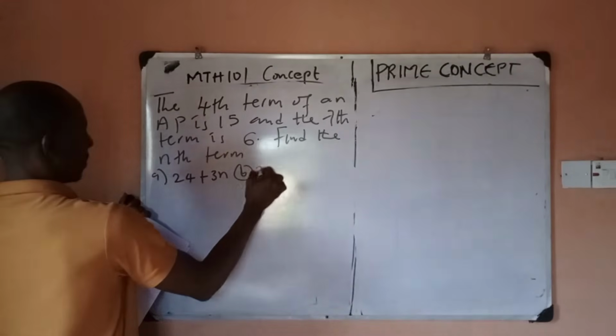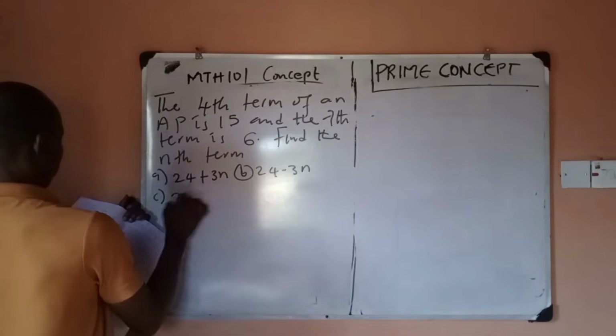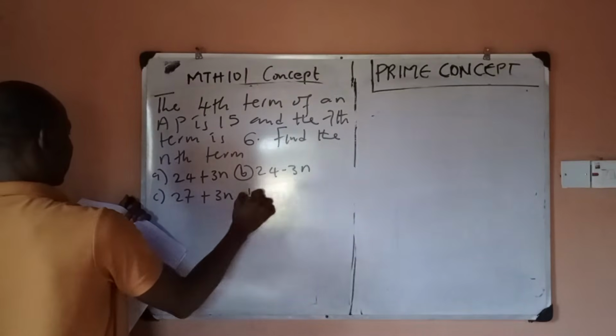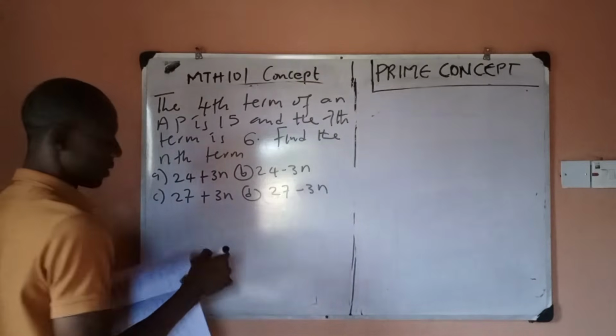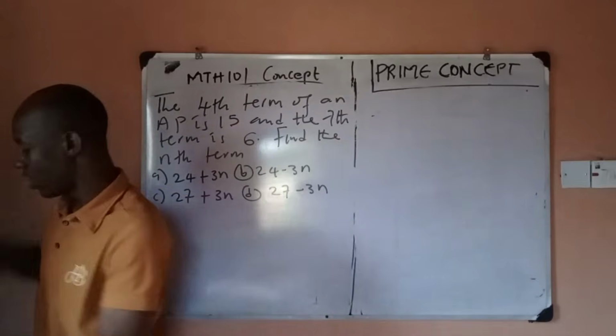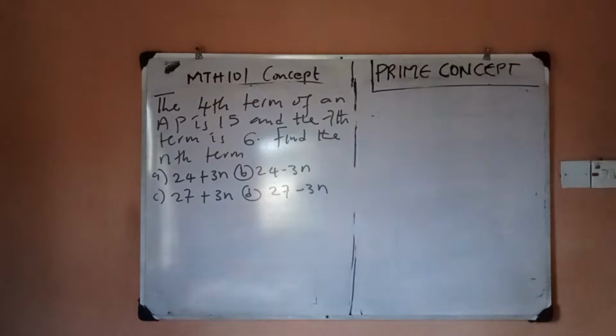Option B, 24 minus 3n. Option C, 27 plus 3n. Option D, 27 minus 3n. So while you're attempting it, let me use this time to put on the gen. All right. So while you're attempting, let me put on the light.